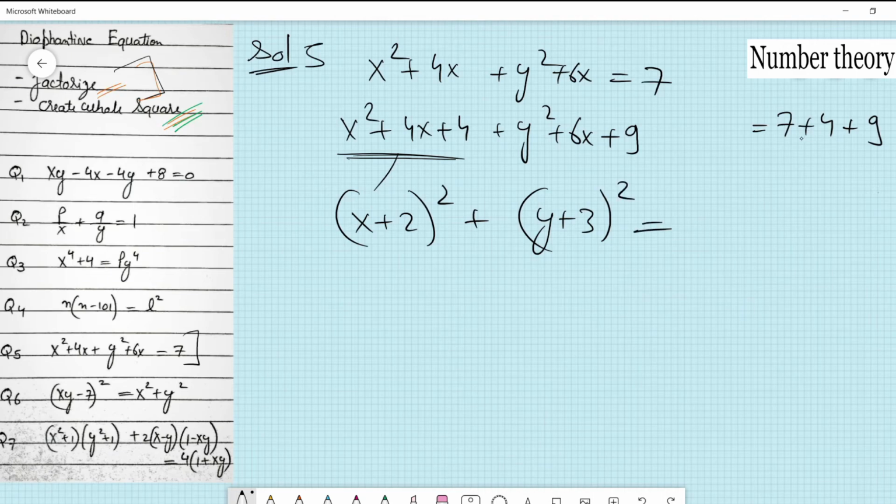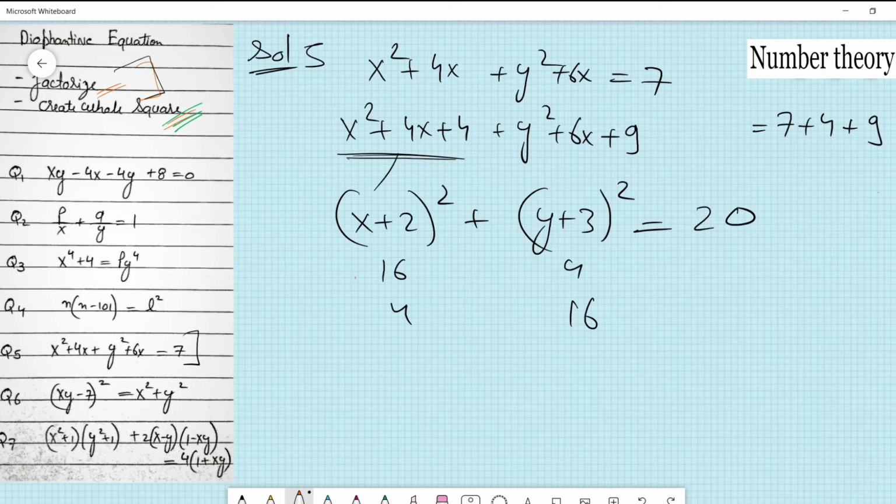This gives 20. Okay. What are those two numbers whose squares add up to 20? It is nothing but 16 and 4. So this term can be 16, this can be 4, or this can be 4, this can be 16. We only have these two possibilities.